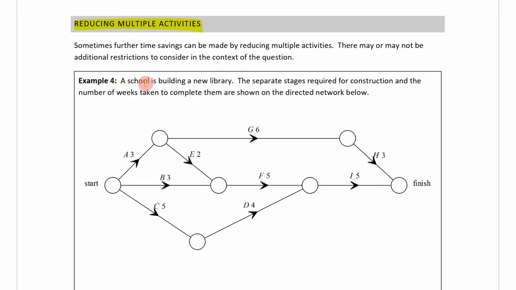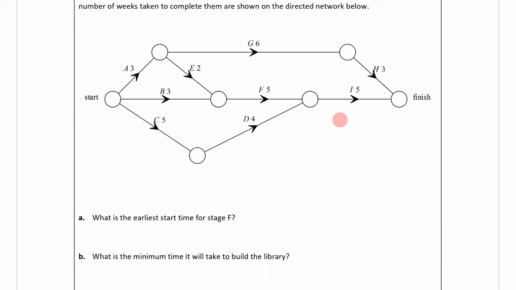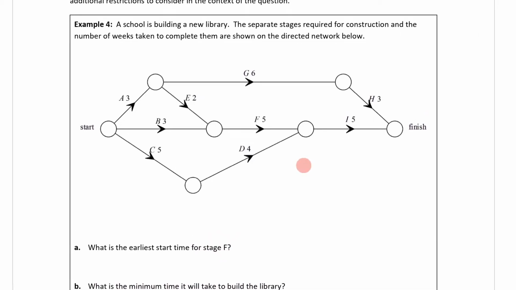So example 4, a school is building a new library. The separate stages required for construction and the number of weeks taken to complete them are shown in the directed network below. Here it is. It's asking what's the earliest start time for stage F, what's the minimum time it will take. All these questions need to be answered by doing a forward and backward scan.